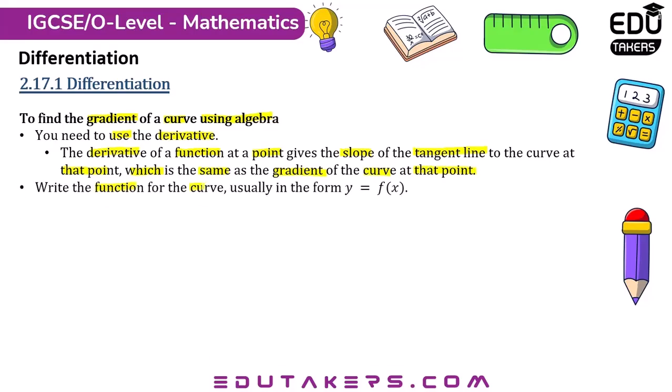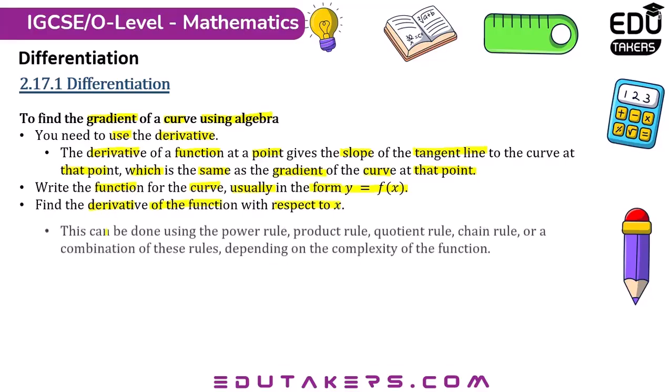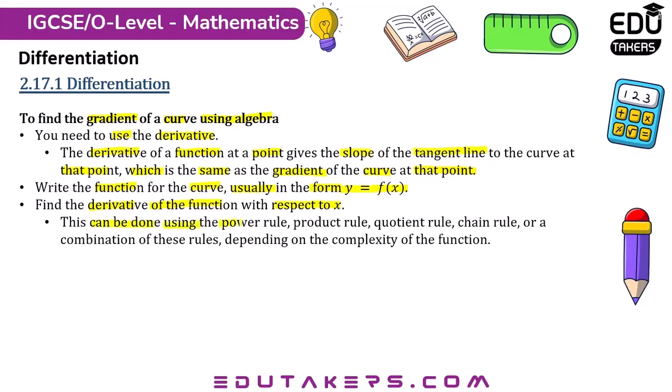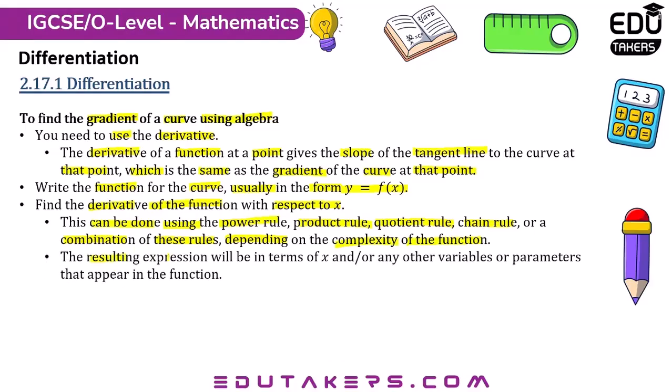Write the function for the curve, usually in the form y is equal to f of x. Find the derivative of the function with respect to x. This can be done using the power rule, product rule, quotient rule, chain rule, or a combination of these rules, depending on the complexity of the function. The resulting expression will be in terms of x and/or any other variables or parameters that appear in the function.